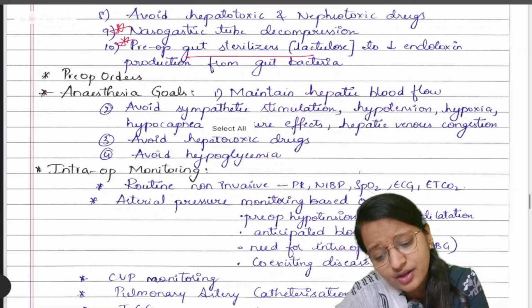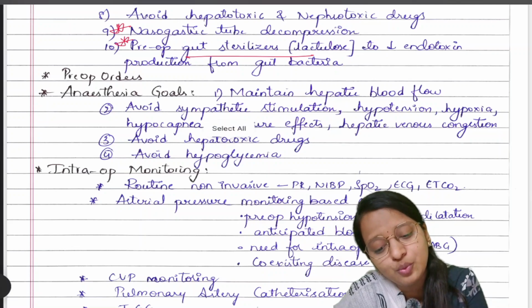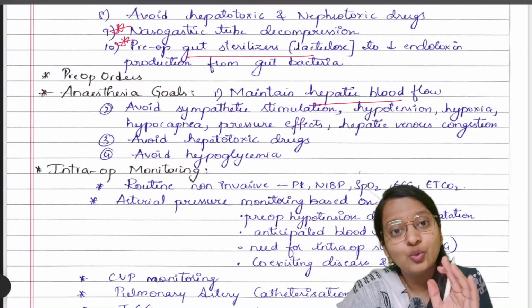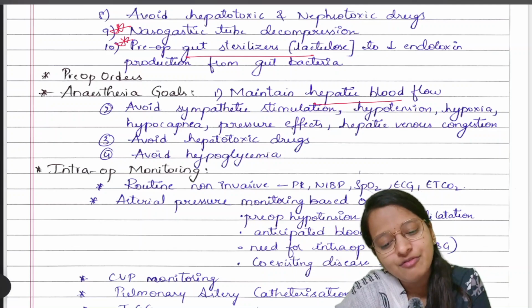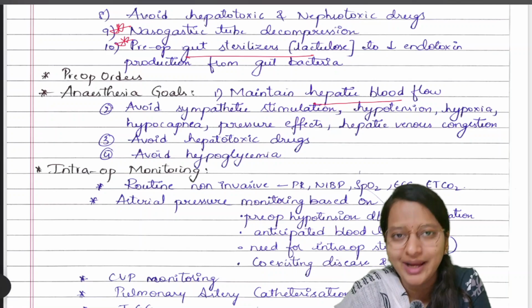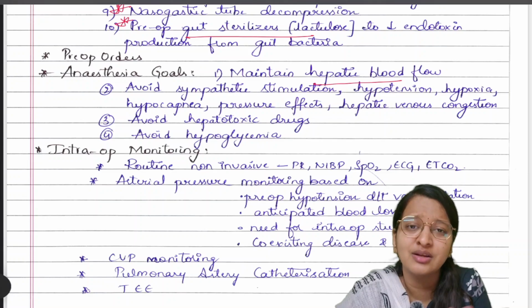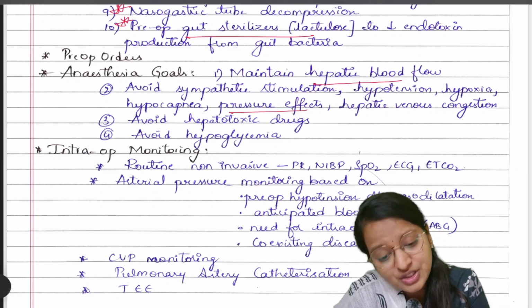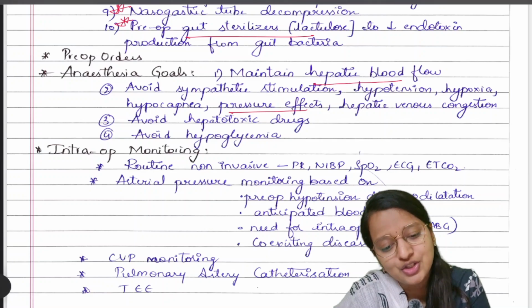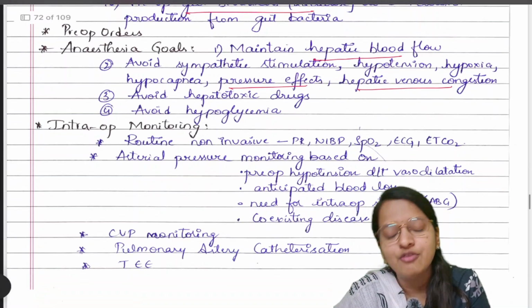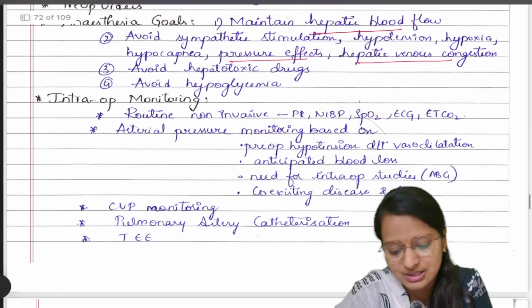Then we'll give pre-op orders, and my anesthetic goals will be to prevent the decrease of hepatic blood flow. That means I have to maintain a normal hepatic blood flow. I should avoid sympathetic stimulation, hypotension, hypocapnia, pressure effects. I should avoid hypotension and hepatic venous congestion. Of course, I'll be avoiding hepatotoxic drugs.